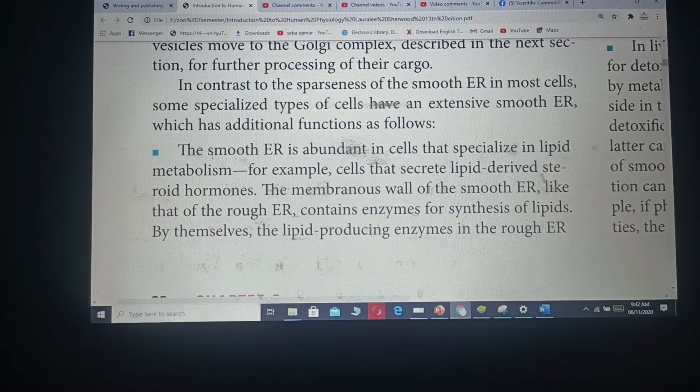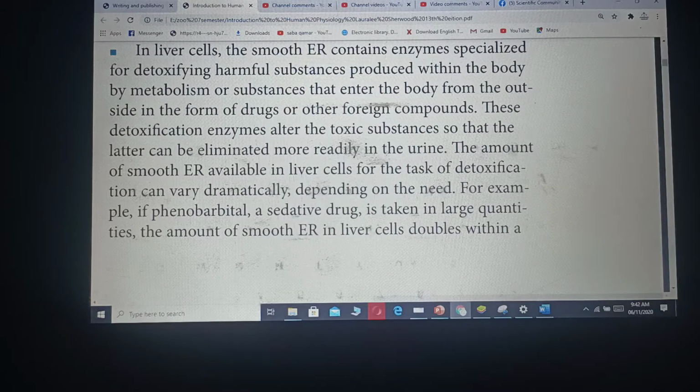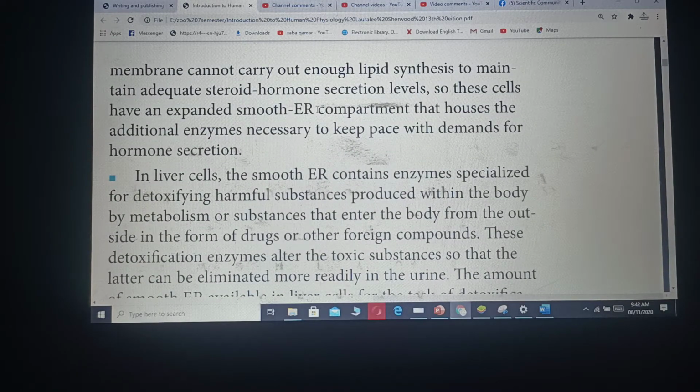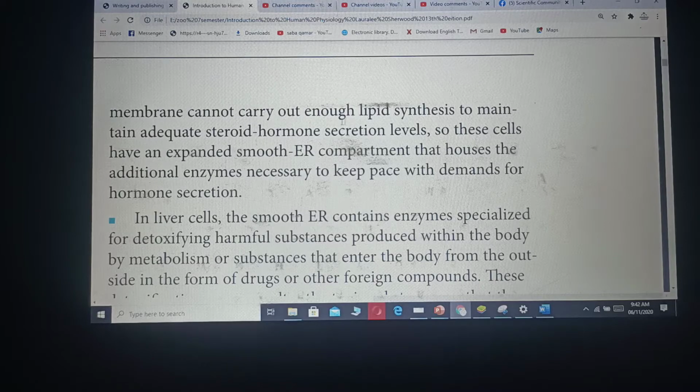Actually, the walls of the smooth endoplasmic reticulum contain different enzymes that are involved in lipid synthesis. For example, the membranous wall of the smooth endoplasmic reticulum, like that of rough endoplasmic reticulum, contains enzymes for the synthesis of lipid by themselves. The lipid producing enzymes in the rough endoplasmic reticulum membrane can't carry out enough lipid synthesis to maintain adequate steroid hormone secretion level.